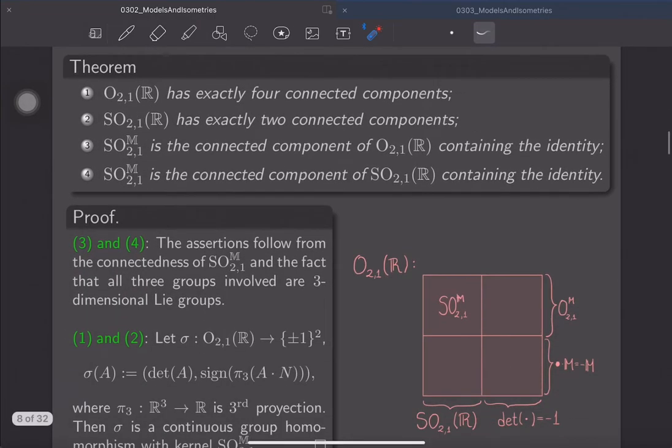Okay, and then a theorem, as I said: O(2,1)(R) has 4 connected components. These are the 4. And you see, in this subgroup, or in this subgroup, or in the whole group, the restricted Lorentz group is the connected component of the identity.